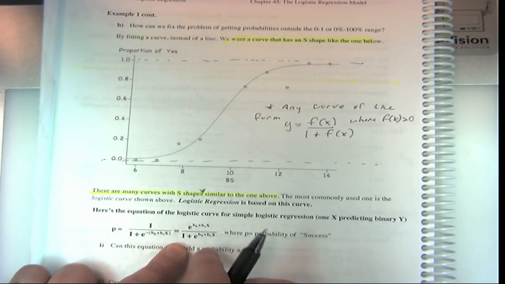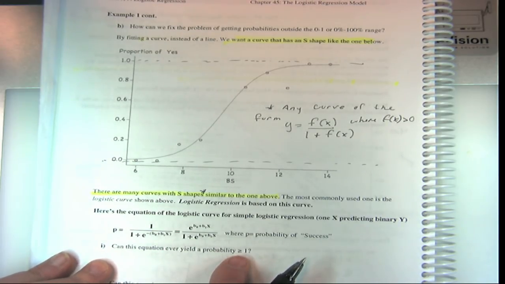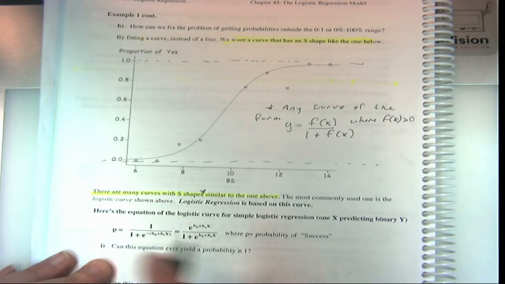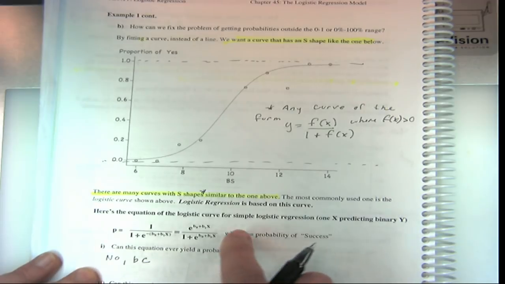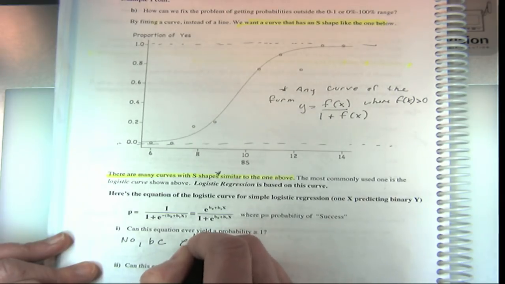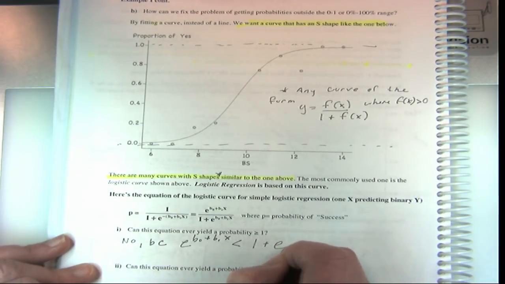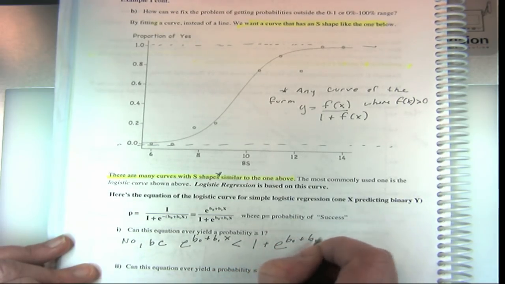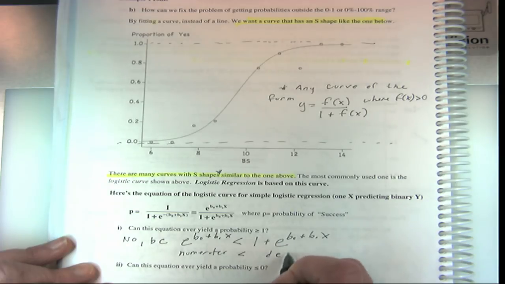But first of all, is it bounded between 0 and 1? Can this equation ever yield a probability greater than or equal to 1? No. Why? Because the numerator is less than the denominator. That's because e to the anything right here is going to be less than 1 plus e to the same exponent. All right, so the numerator is less than the denominator.